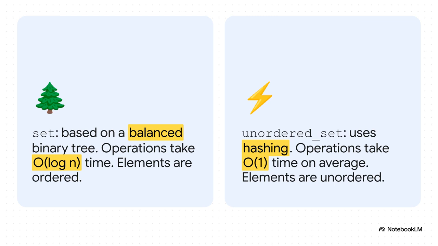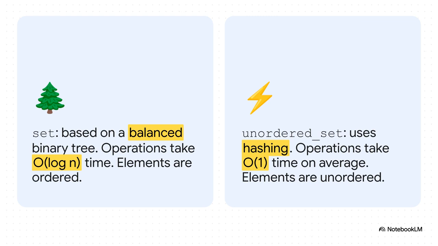Now on the right, you have the unordered set. This thing uses a totally different technique called hashing. The best way to think about this is like a magical filing cabinet. You give it an item, and it instantly knows which drawer to put it in or look for it in. The speed is O(1). That's constant time. It's basically instant.